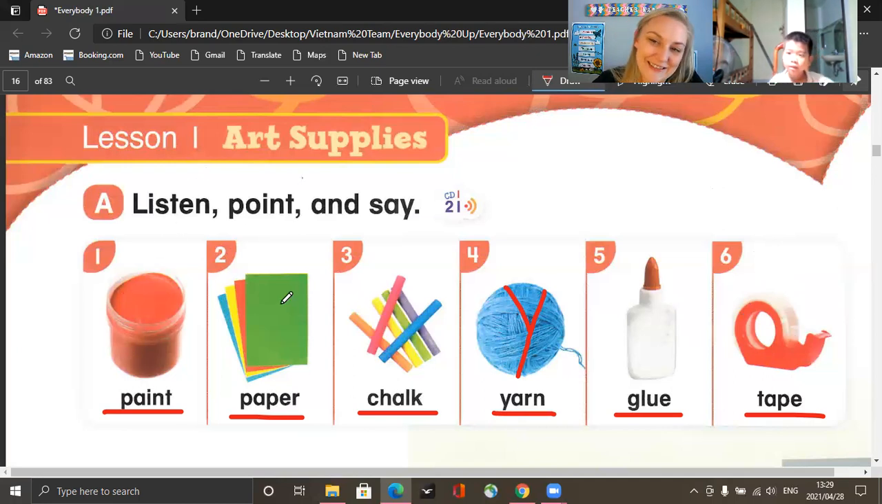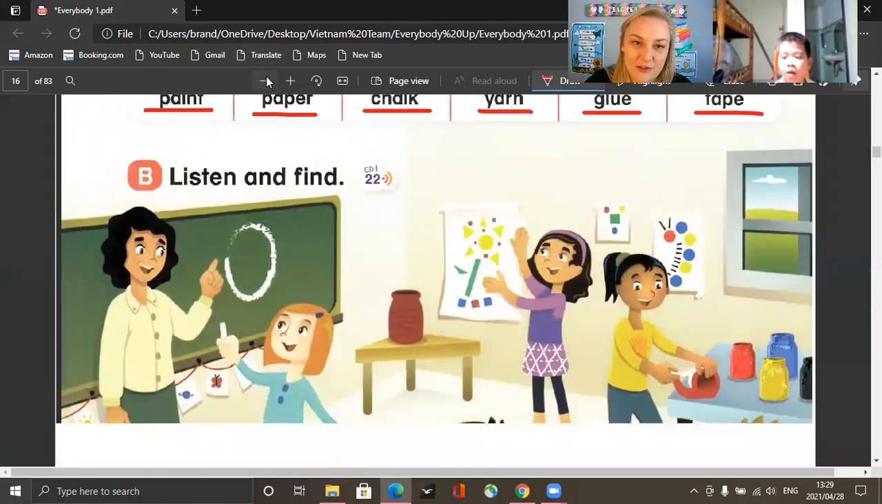Paint. Yes. Paper. Yes. Chalk. Yes. Tape. Very good. Okay, one more time. Tape. Very good. Okay, let's look at the picture.